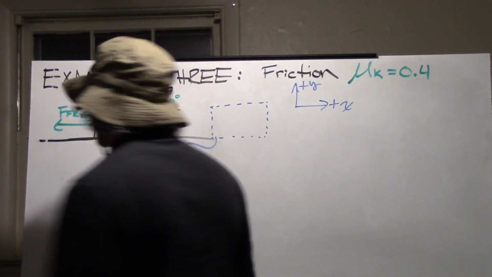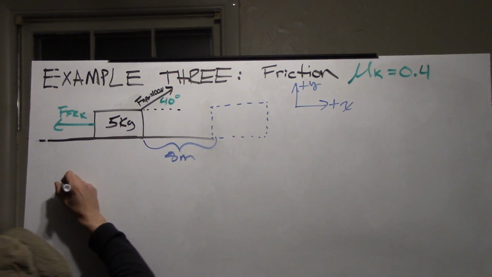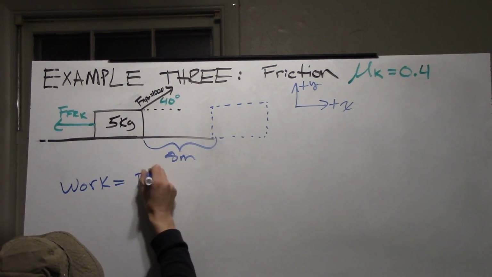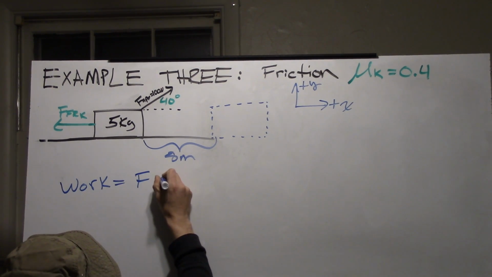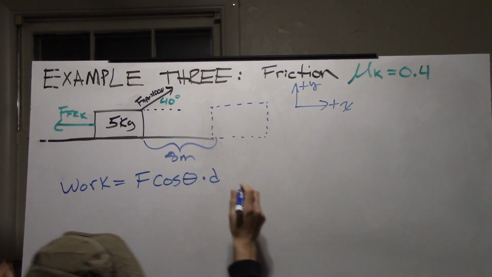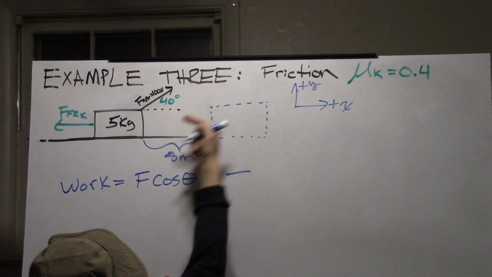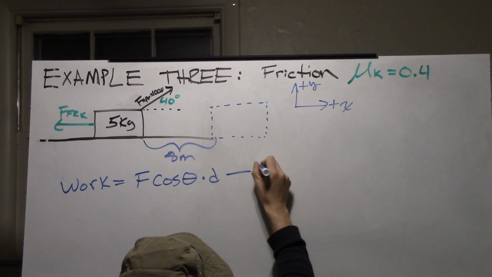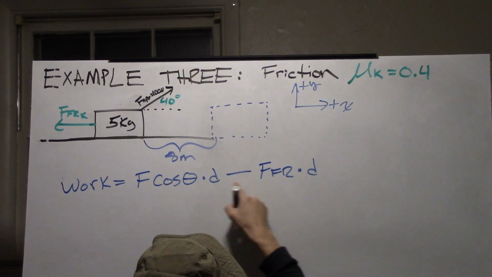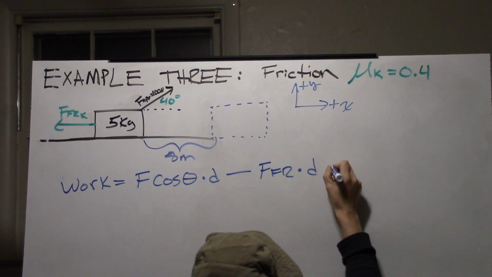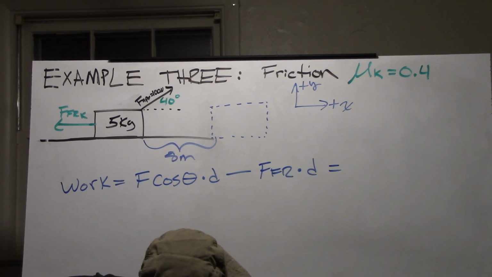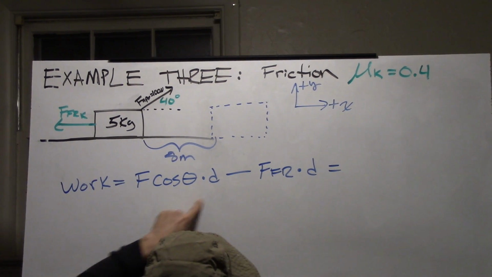Well, let's set this up. What we have from before is that work equals the force applied times the cosine of the angle times d. Now we're going to subtract that, because friction is in the other direction, times the force of friction times d. So we already have the negative involved here, all right? And we're going to just figure this all out as it is. Well, this is the value that we had from before.